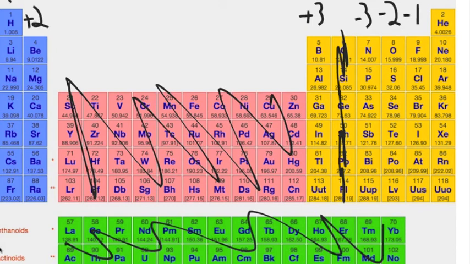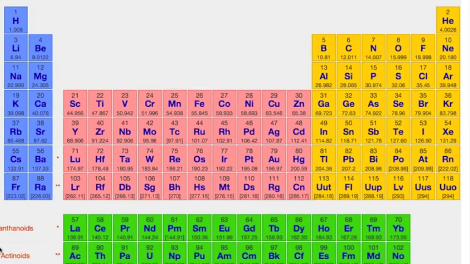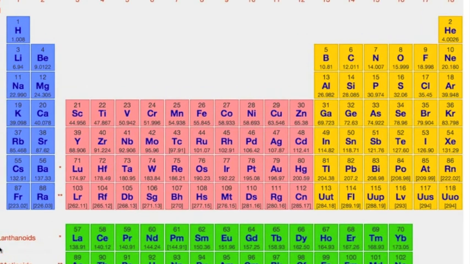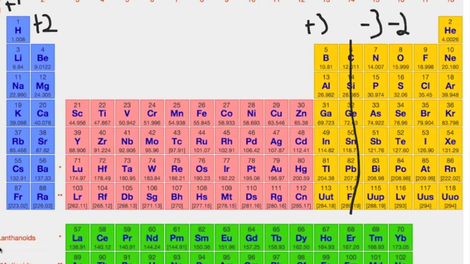So, for a quick recap now, what numbers do we assign to the following columns? Take a guess, let's see what you got. Good. So column 1 gets plus 1, column 2 plus 2, column 13 plus 3, skip this here, negative 3 for column 15, negative 2 for column 16, negative 1 for column 17.